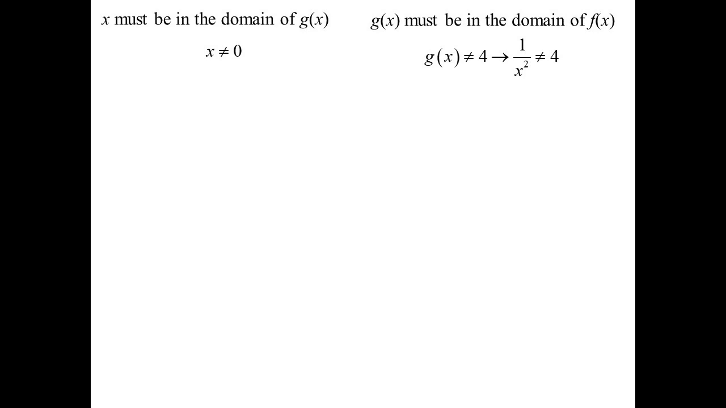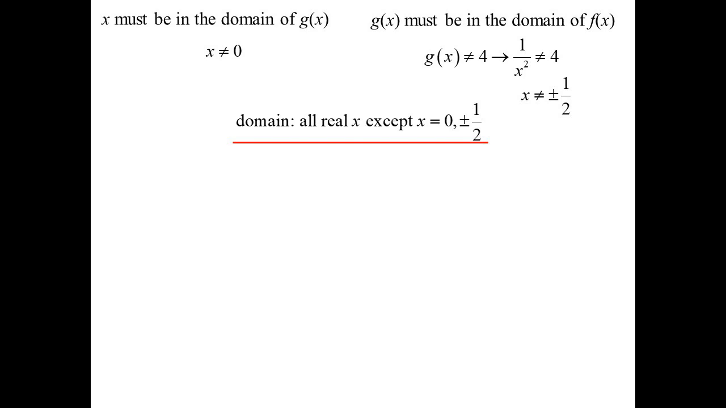Therefore, the answer from g of x might produce the number 4, but it's no good to me because I won't be able to substitute it into the second function. So that's what I'm saying here. We said that g of x can't equal 4. Because whilst the answer might give me 4, I can't then go and substitute it into the function. So 1 on x squared can't equal 4. Well, that means plus or minus a half are also excluded from the domain here. So we've actually got 3 numbers that won't work for this composite function. So we'll have all real x except 0 and plus or minus a half. So there's our domain. Range.